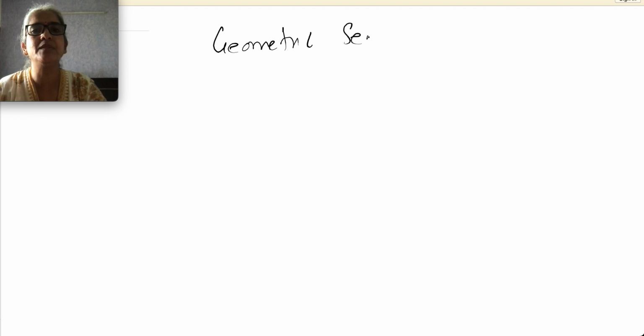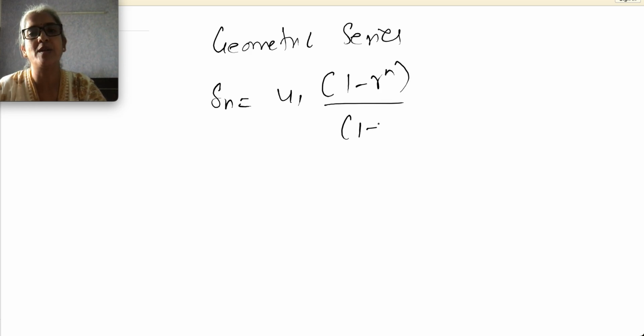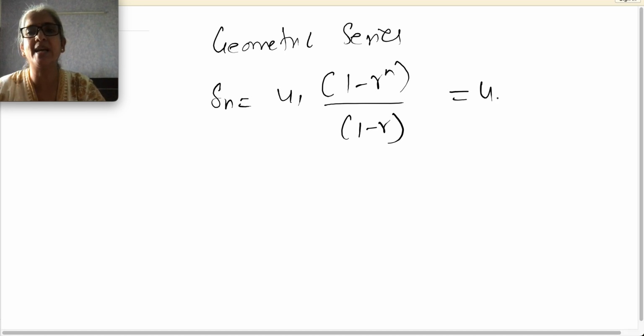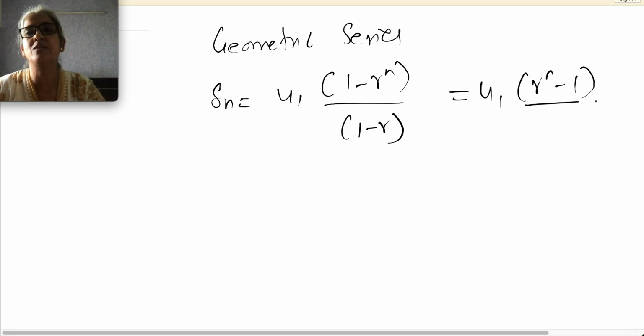of converging and diverging series, so let's remind ourselves of what a converging and diverging series is about. And so this is about geometric sequence and geometric series, and the sum of terms in a geometric series is given as the first term times 1 minus r raised to n upon 1 minus r. I could also write it as r raised to n minus 1 upon r minus 1, doesn't matter.